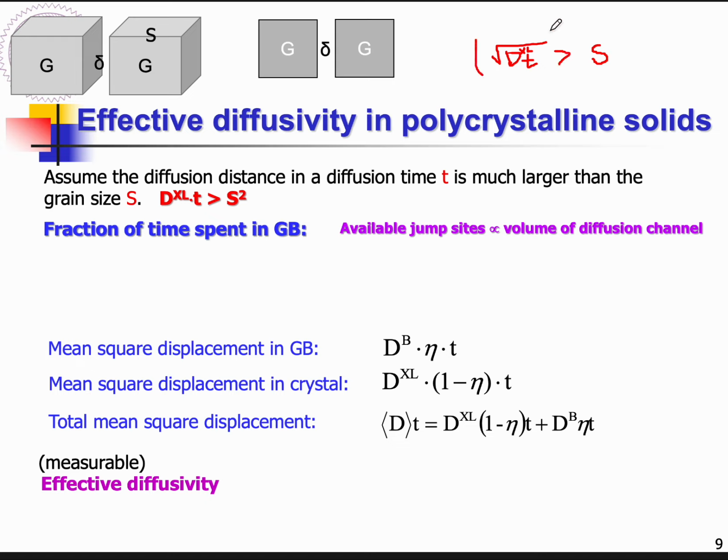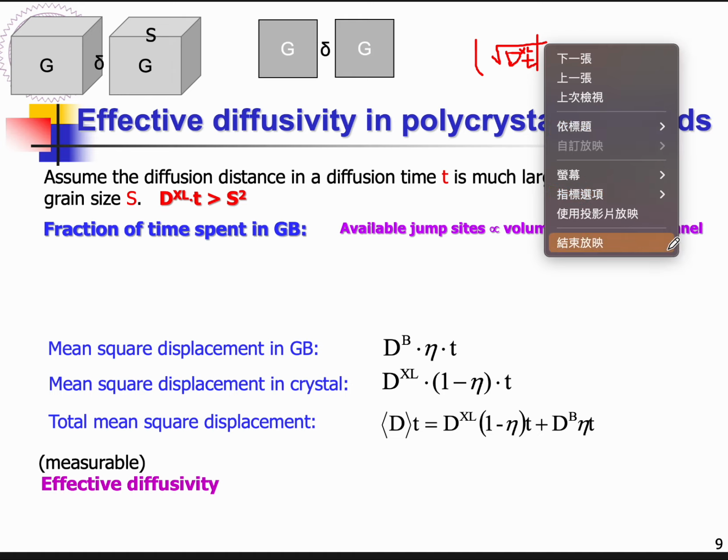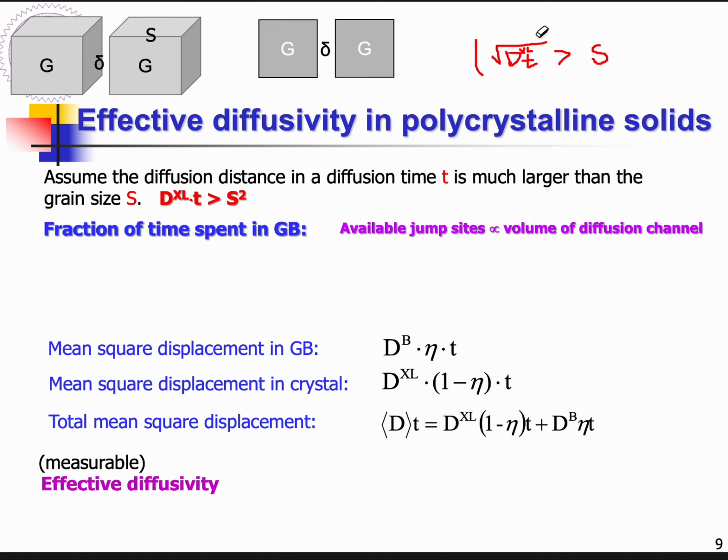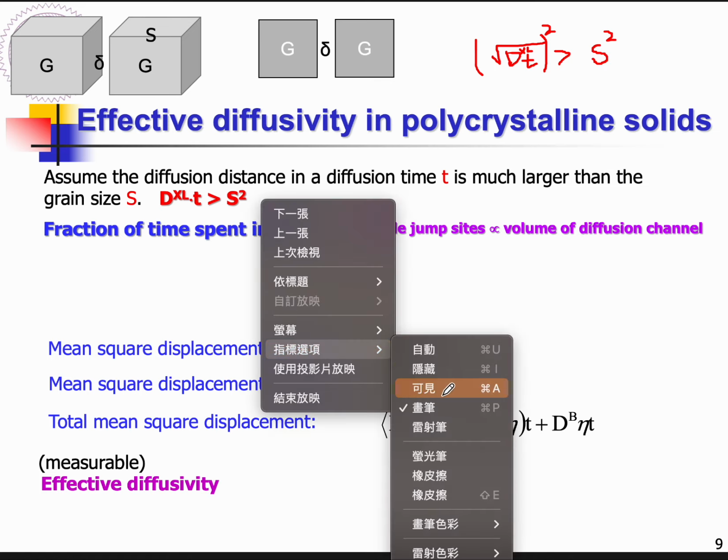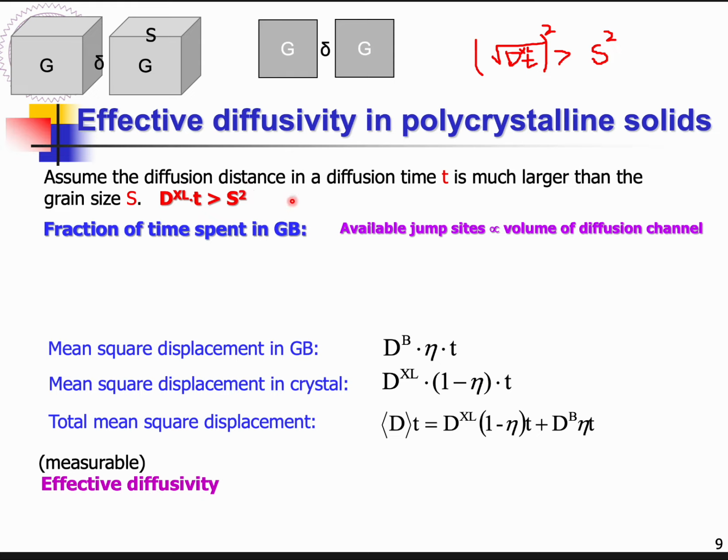In order to interpret that, we take the square of both terms here. So it becomes like this. This implies that the diffusion length inside the grain will be larger than one grain size. It means that you cannot ignore the diffusivity inside the grain. So under this situation, we cannot ignore D_xl t, right? Now if we want to estimate the effective diffusivity, it means we need to consider the diffusion path through the grain and also the grain boundary. So how to think about this?